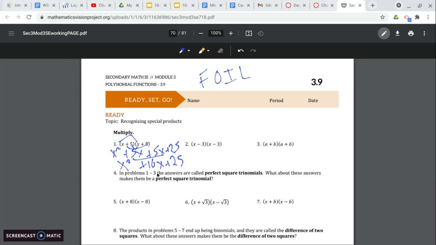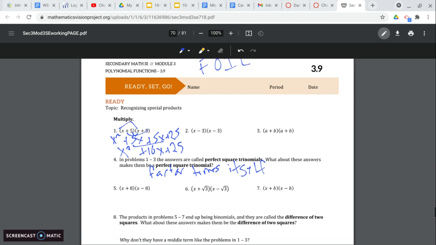So for 4, in problems 1 through 3, the answers are called perfect square trinomials. What about these answers makes them a perfect square trinomial? Factor times itself. We're taking the same factor, x plus 5 times x plus 5, x minus 3 times x minus 3. We're taking the same factor times itself.